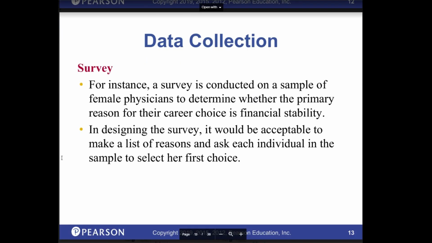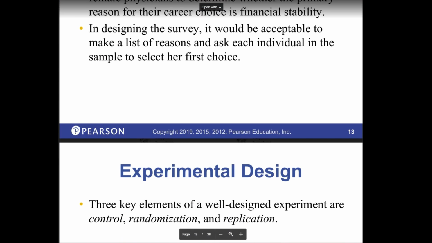And then also, for instance, a survey is conducted on a sample of female physicians to determine whether the primary reason for their career choice is financial stability. In designing the survey, it would be acceptable to make a list of reasons and ask each individual in the sample to select her first choice. For example, why did you choose the Pringles, or why did you choose the Doritos?